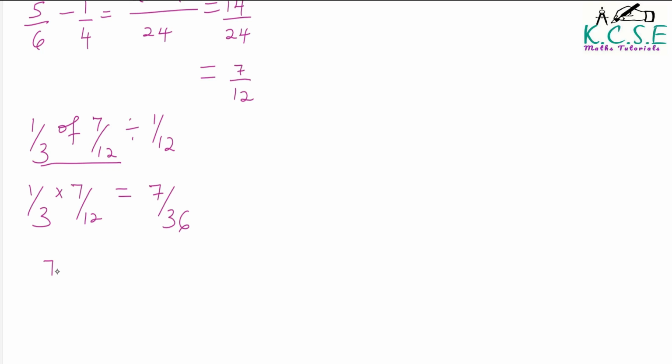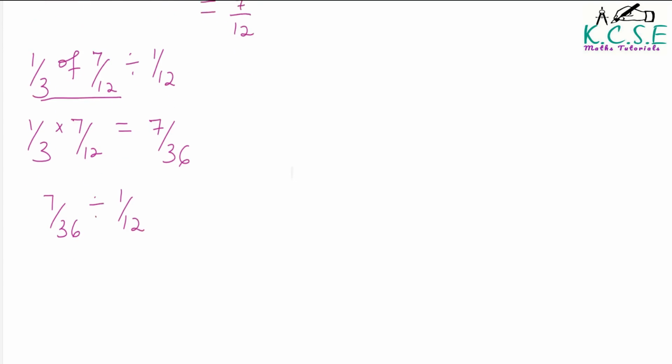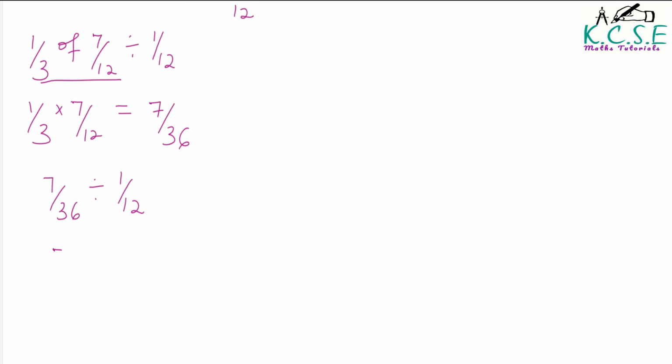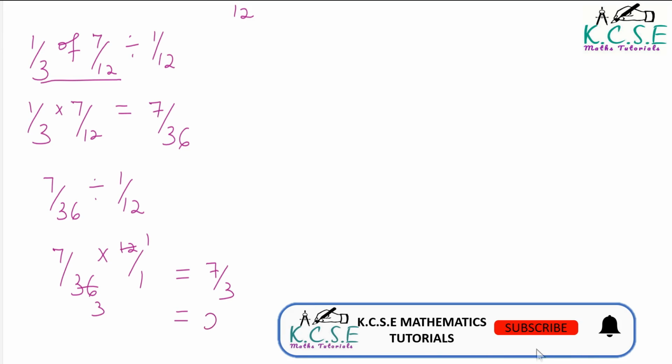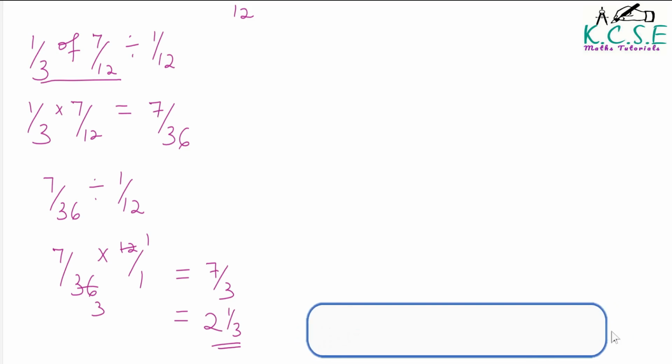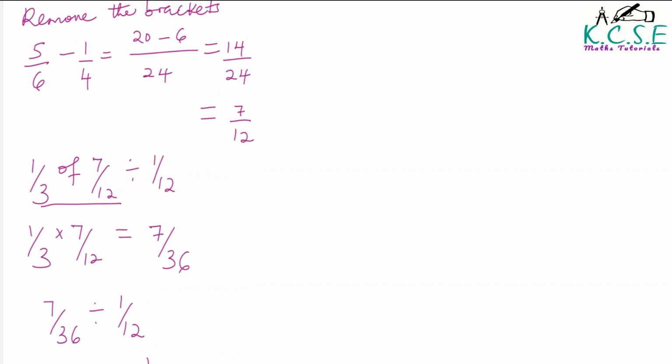The solution: we have 7 divided by 36 divided by 1 over 12. This is the final step. So working this out, you get 7 divided by 36 multiplied by the reciprocal of 1 over 12, which is 12 over 1. And this gives, when you work it out, 12 into 12 is 1, 12 into 36 is 3, you get 7 divided by 3, which simplifies to 2 and a third. So that is how you're supposed to work out that question.